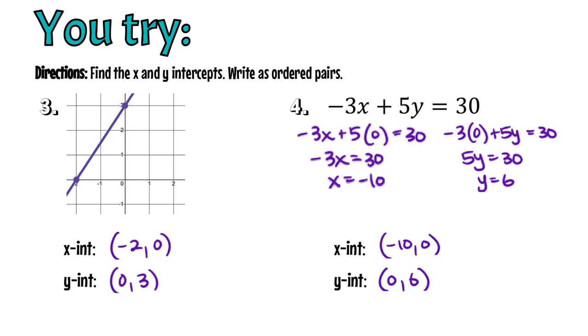Hopefully you paused the video, and in number 3 you found the x-intercept is (-2, 0) because that's where the graph crosses the x-axis, and the y-intercept is the point (0, 3) because that's where the graph crosses the y-axis.